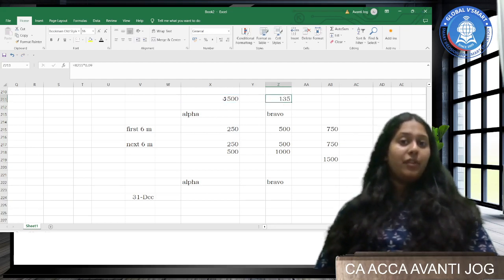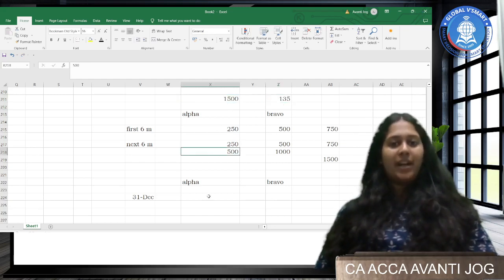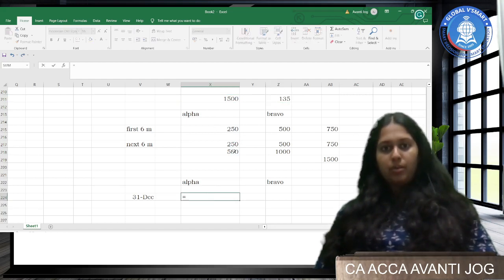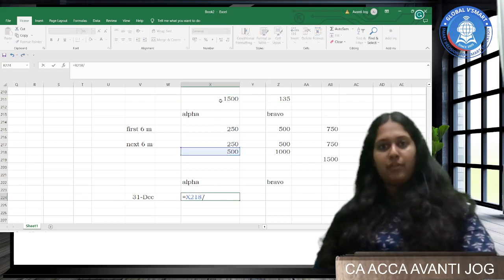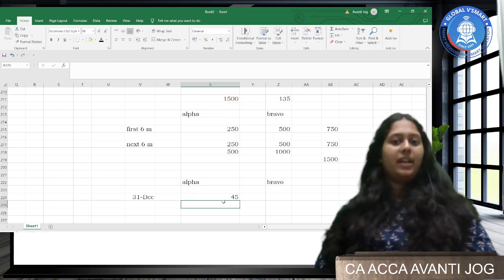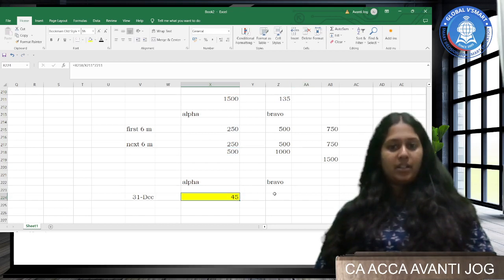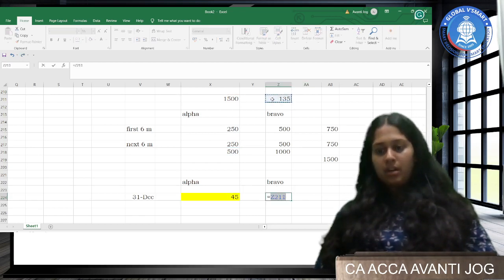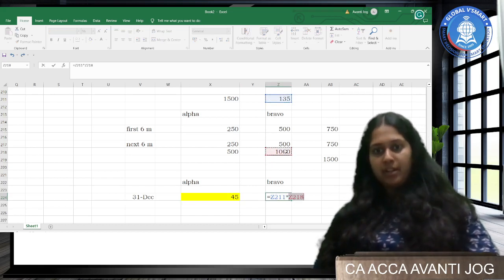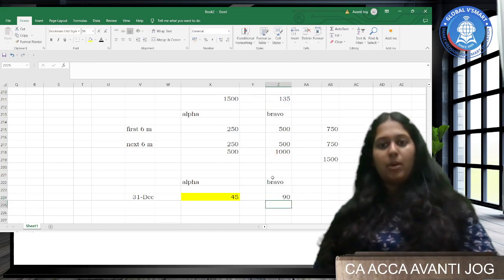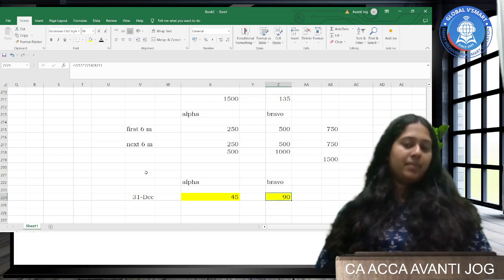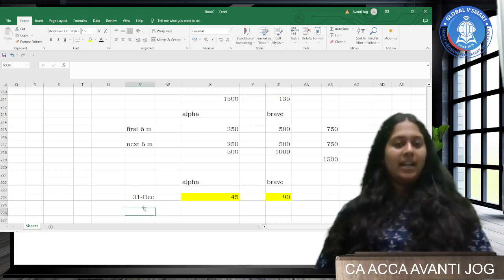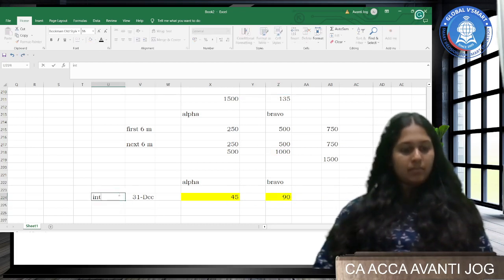Now, out of 1500, Alpha used 500. So, 500 divided by the total of 1500 multiplied by the interest, which is 135. Clear? So, Alpha used 45 interest. I hope this is clear. Bravo, on the other hand, used 1000 out of 1500 funds. So, for Bravo we will allocate interest of 90. So, in this manner, the interest expense for the full year is done.